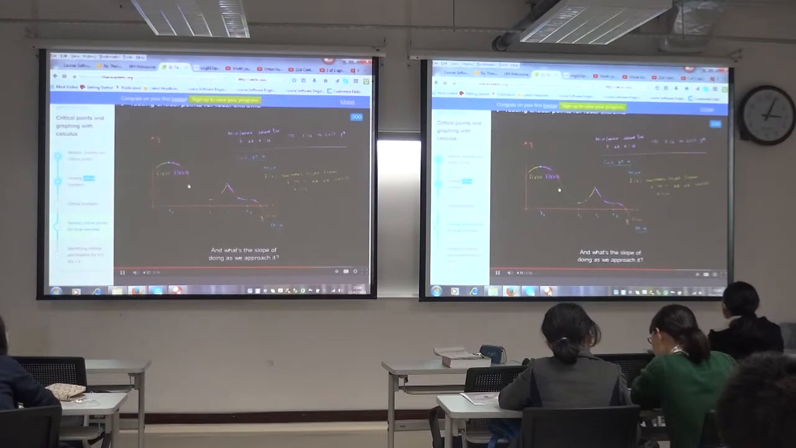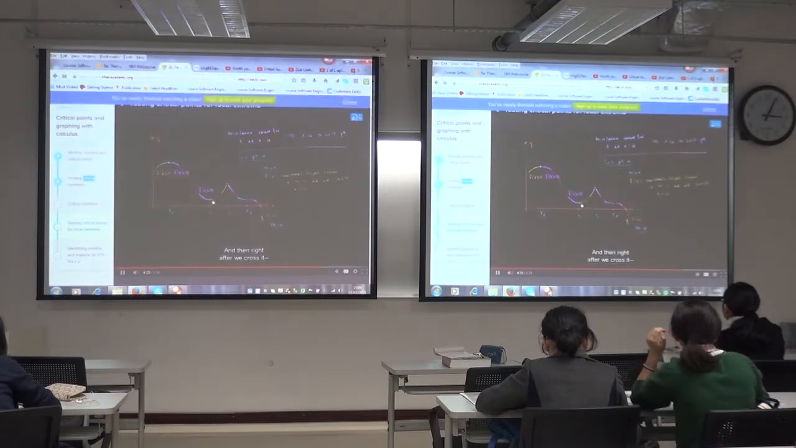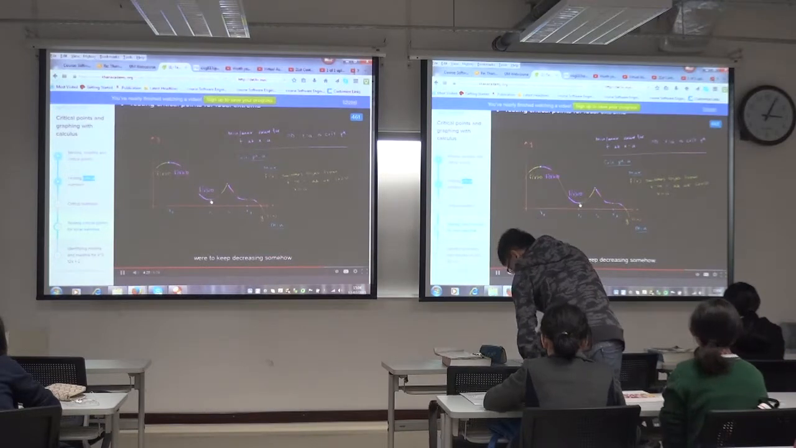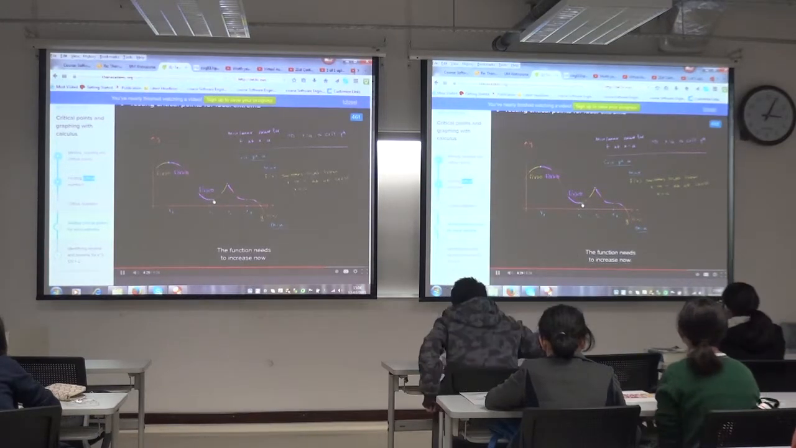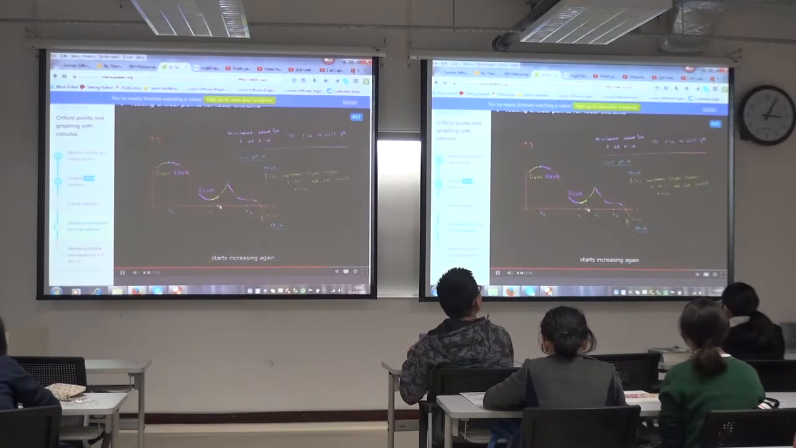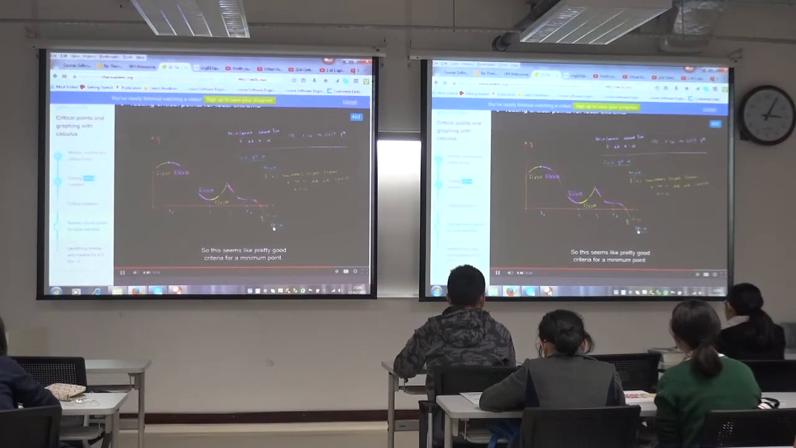And what's the slope doing as we approach it? So the function is decreasing, the slope is negative as we approach it. f prime of x is less than 0 as we approach that point. And then right after we cross it, this would be a minimum point if the function were to keep decreasing somehow. The function needs to increase now. So let me do that same green. So right after that, the function starts increasing again. f prime of x is greater than 0. So this seems like pretty good criteria for a minimum point.